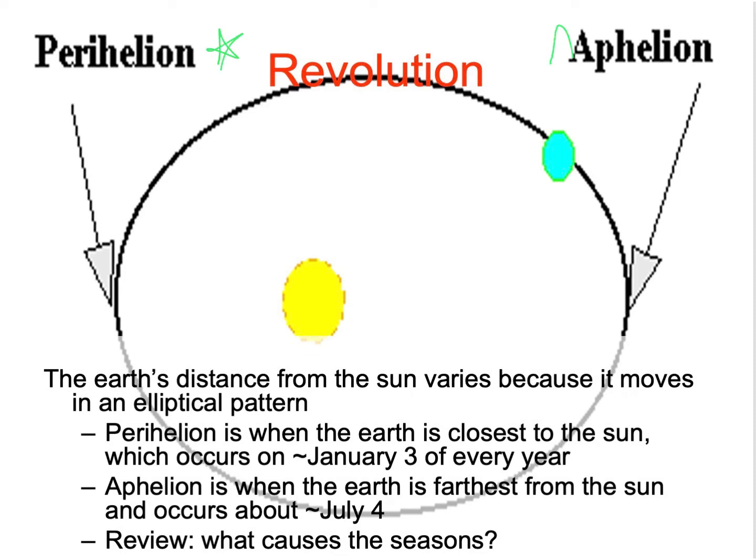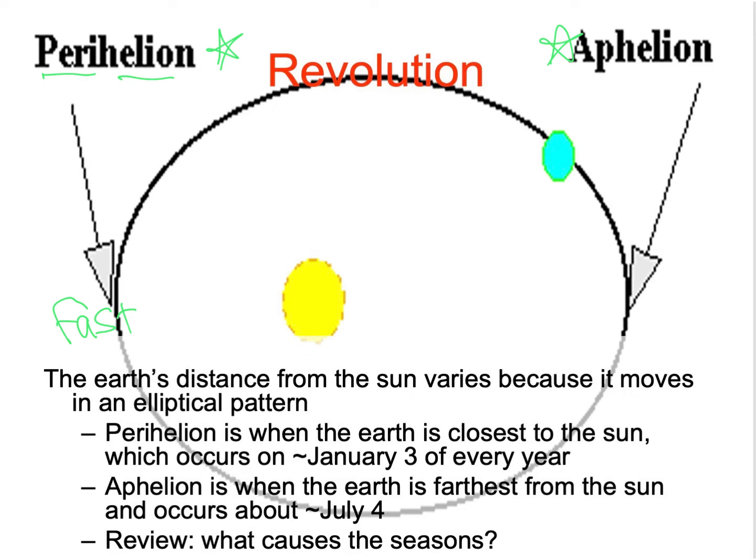These two vocabulary words are really important. Perihelion, peri means close, helio means the sun, is the point in the orbit where a planet is closest to the sun. And the planet actually travels faster at this point in its orbit. For Earth, this occurs on about January 3rd.